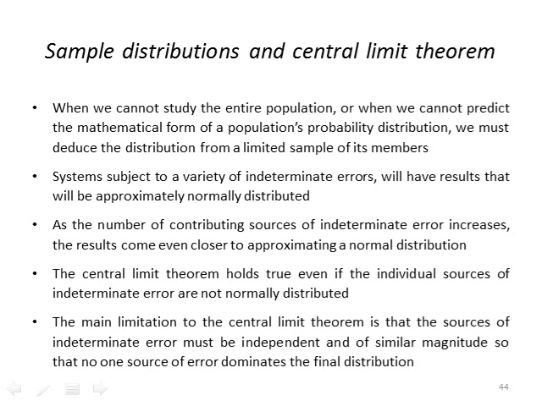Systems subject to a variety of indeterminate errors will have results that are approximately normally distributed. That's an assumption that we make. As the number of contributing sources of indeterminate error increases, the results come even closer to approximating a normal distribution. The central limit theorem holds true even if the individual sources of indeterminate error are not normally distributed. The main limitation is that the sources of indeterminate error must be independent, which means they must operate on their own, the neighbors don't influence it, and of similar magnitude so that no one source of error dominates the final distribution.